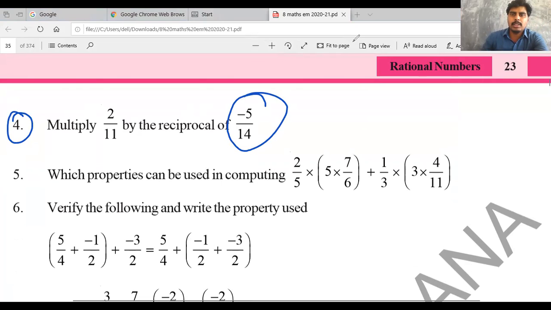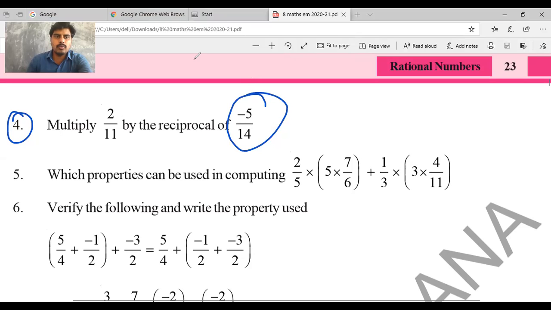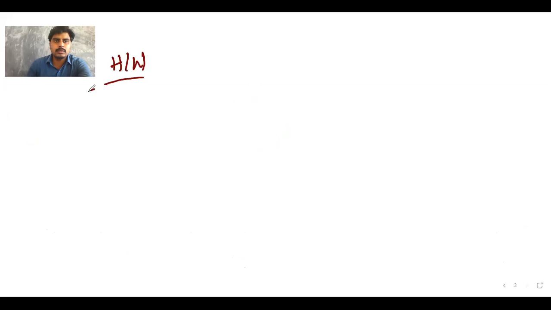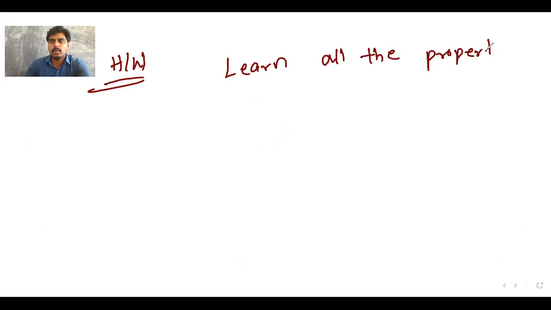But all of you, I will ask you tomorrow. Take the homework. Learn all the properties of rational numbers. I will ask you individually one by one.